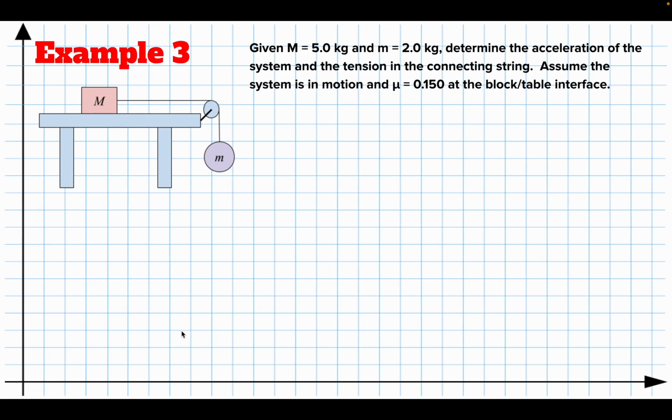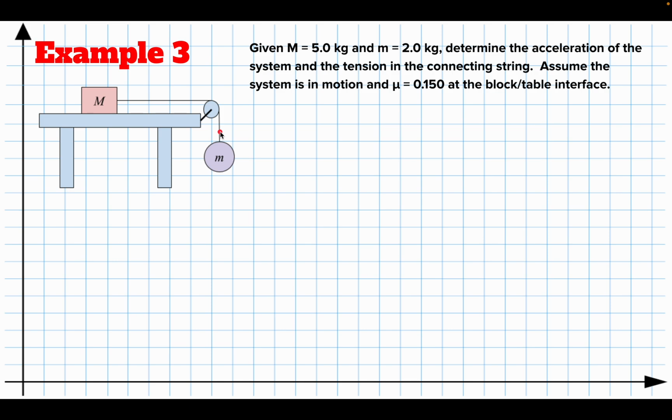So when we look at this system here, what this pulley is doing is changing the direction. There is tension in this string. The tension in the string pulls on big M to the right. The same tension pulls on little m upwards, okay? So we're going to use that to solve this problem.